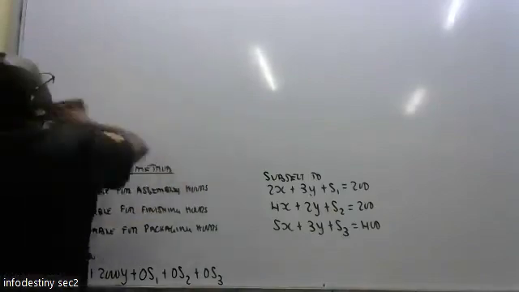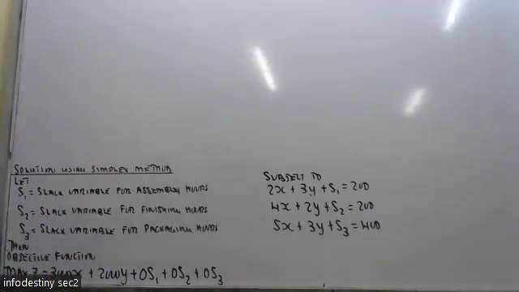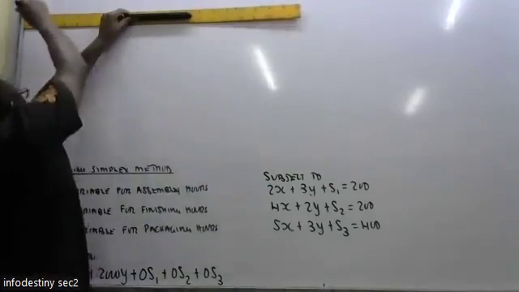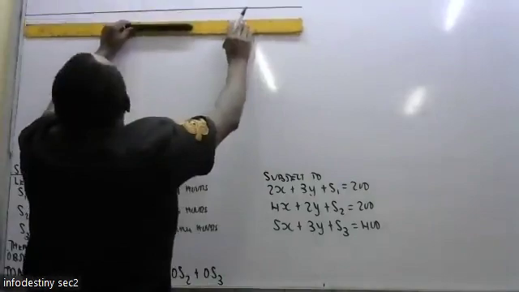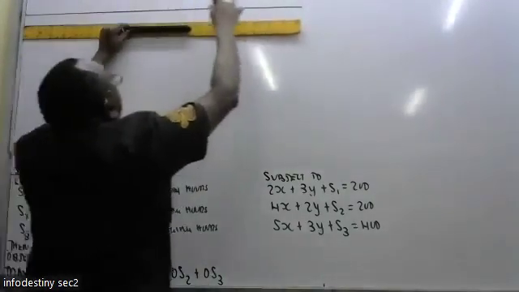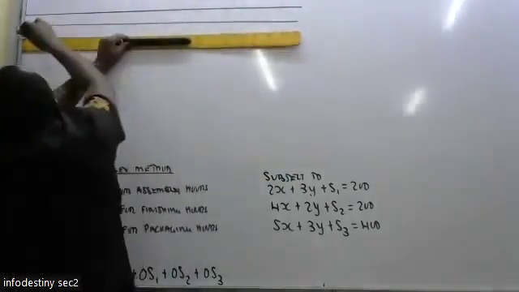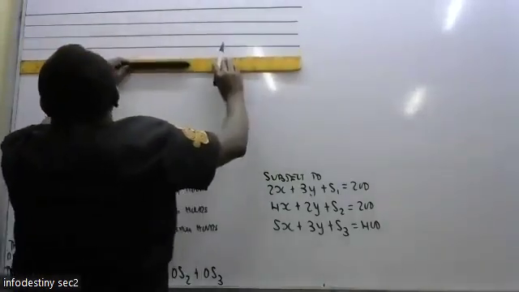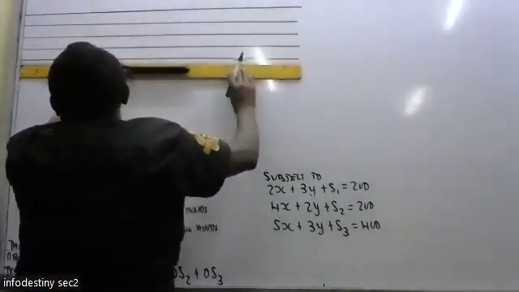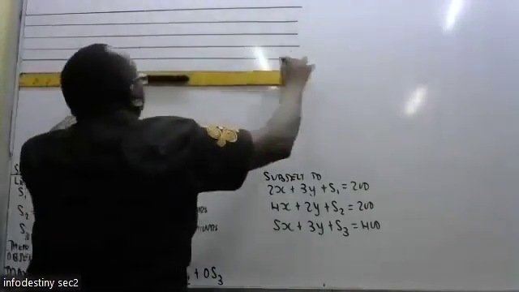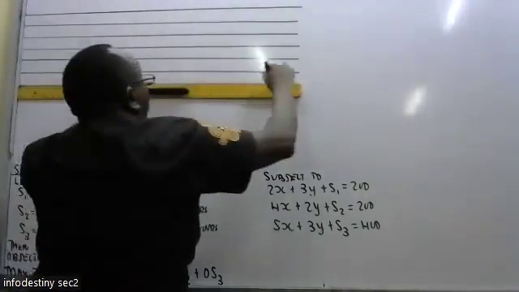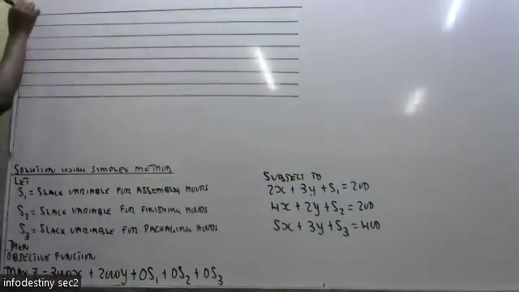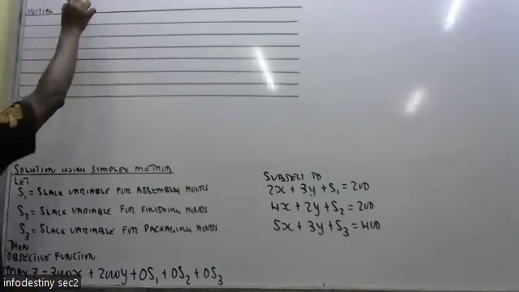Initial simplex table. So now that you have an idea, tunasonga pamoja. Unajua inakaa namna gani? Initial simplex table. You can write your title. Kuna S1, kuna S2, kuna S3, kuna CJ, kuna ZJ, kuna DJ. So initial simplex table.